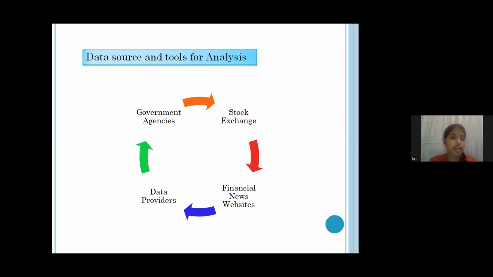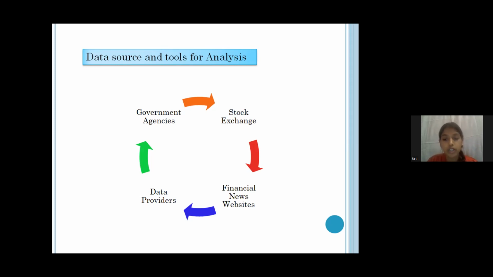Move to our next slide. Data sources and tools for analysis: stock exchange, financial news websites, data providers, government agencies. So first is stock exchange. Stock exchange is a primary source of stock market data. It provides real-time and historical data on stock price, trading volume, and other market-related information.